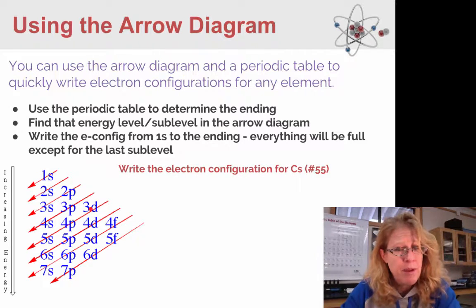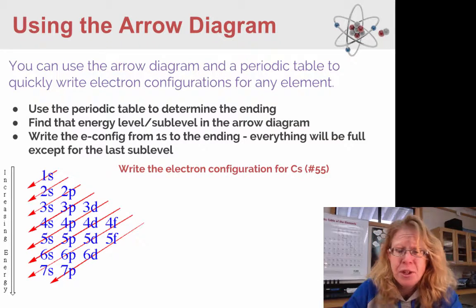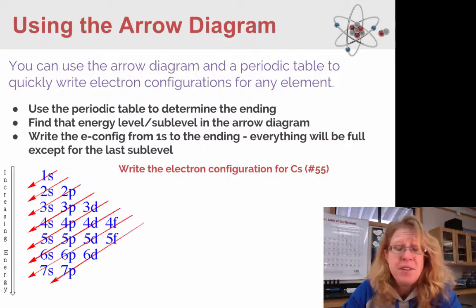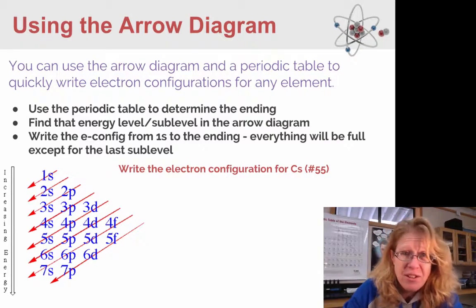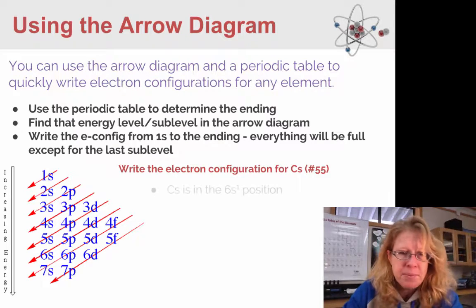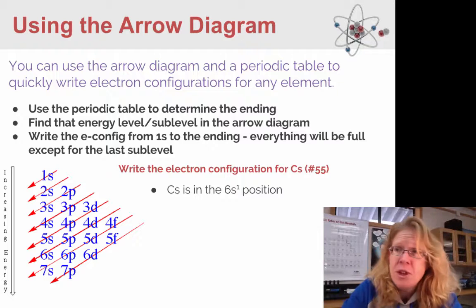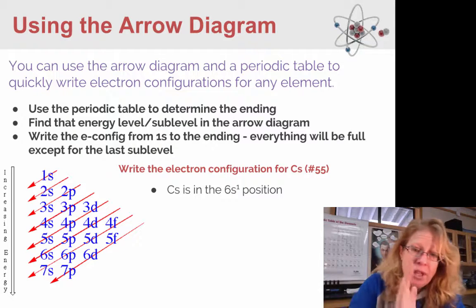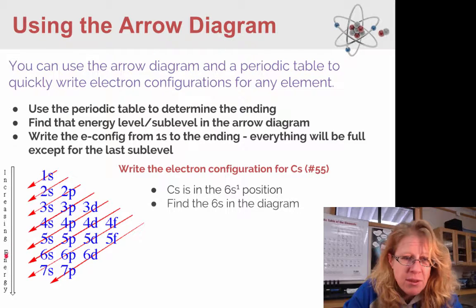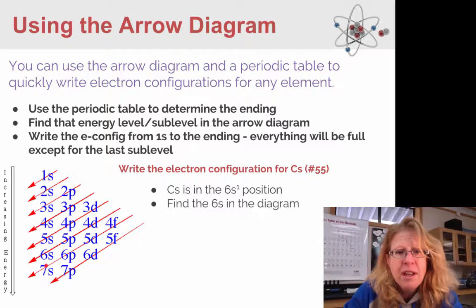So here's an example of how we can work this out. I'll have you write the electron configuration for cesium, number 55. Number 55 is actually over there on the left side, so find it on your periodic table. It's actually in the S block. So here's how I would do this. Number one, I'd locate it. It's over in the 6S1 position, so it's way over on the left side, down at the bottom, and it's a pain to have to try to write out 55 electrons to figure out where that is. So the next thing I'd do is find 6S over here in my diagram.